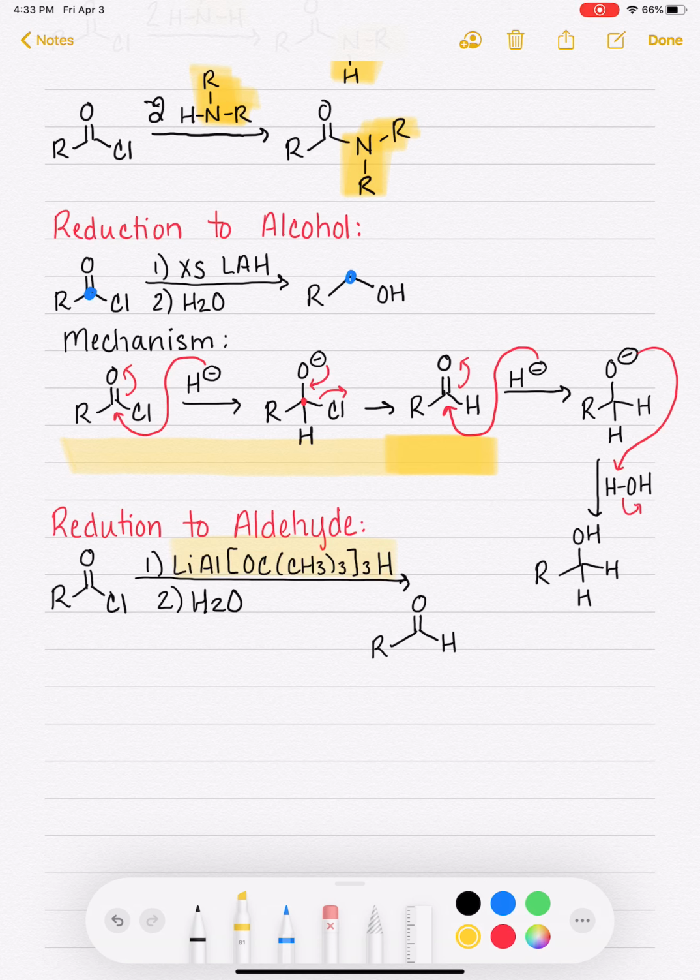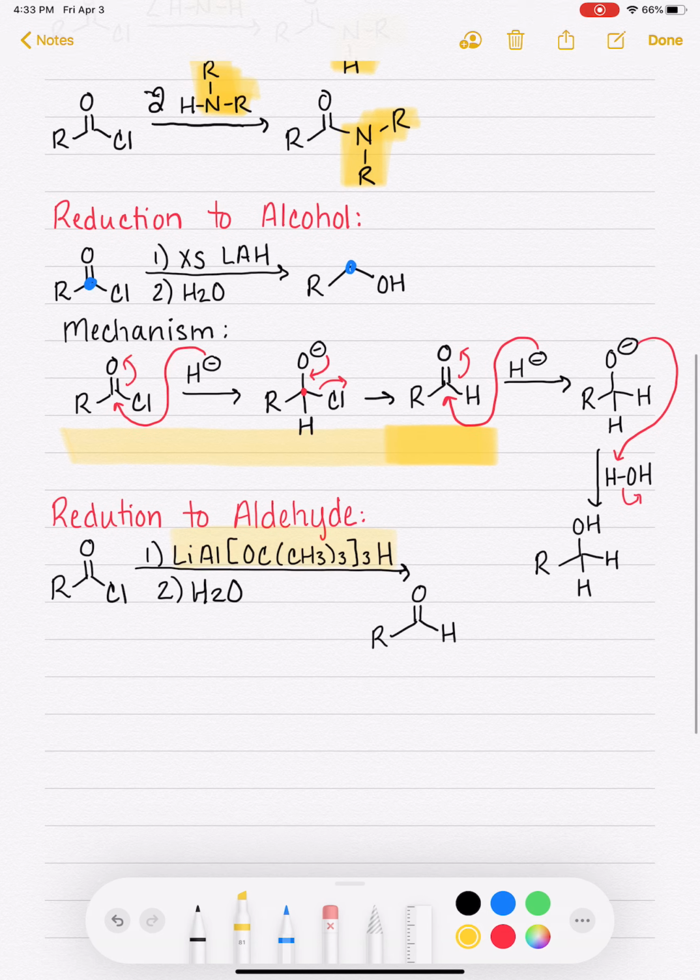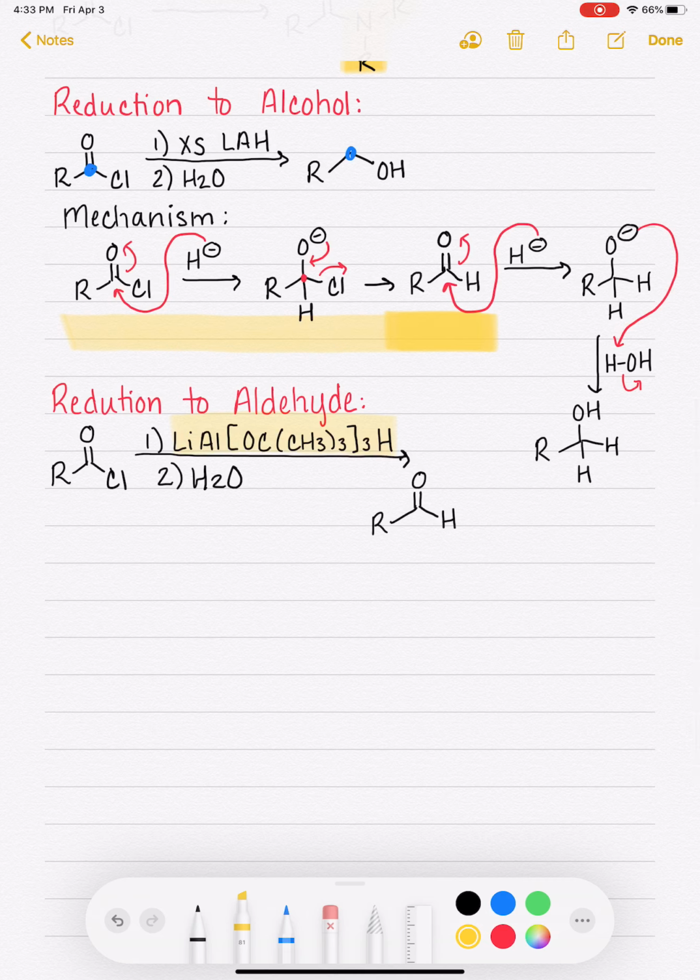The aldehydes are not as reactive as acid chlorides, and also the lithium aluminum tri-tert-butoxy hydride is not as reactive. So this is how we would be able to turn an acid chloride into an aldehyde. And then we only have 2 more.